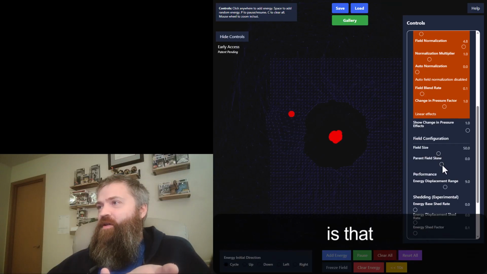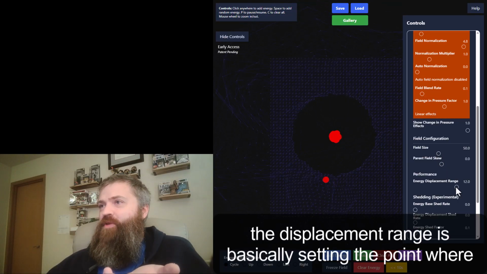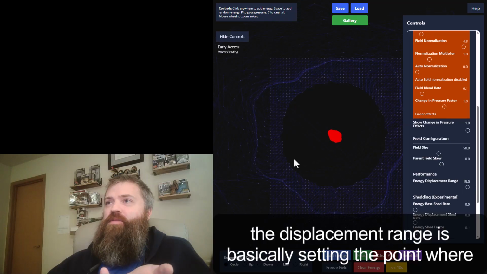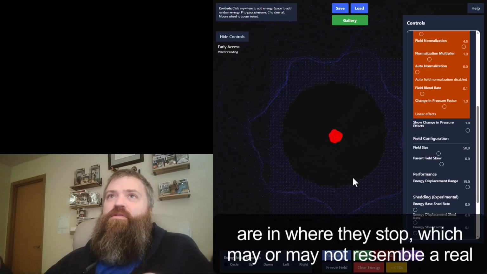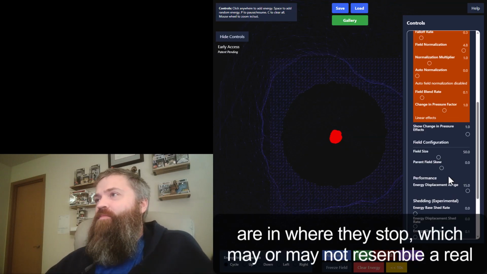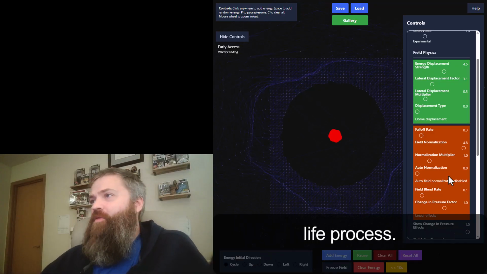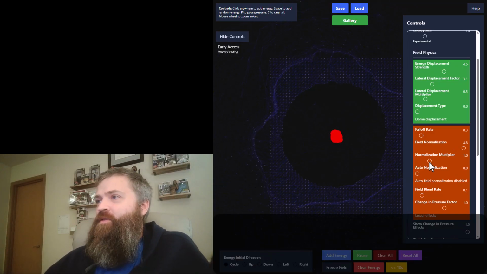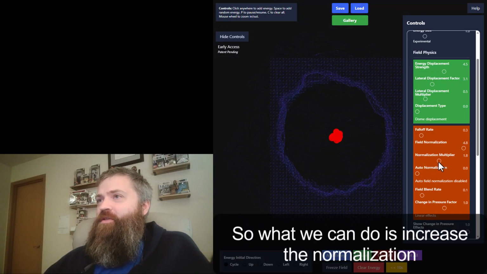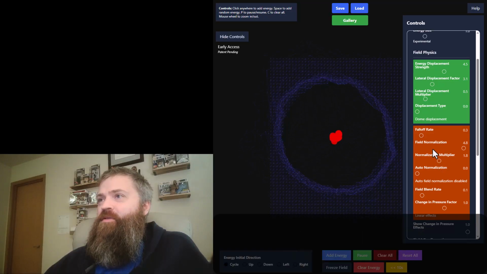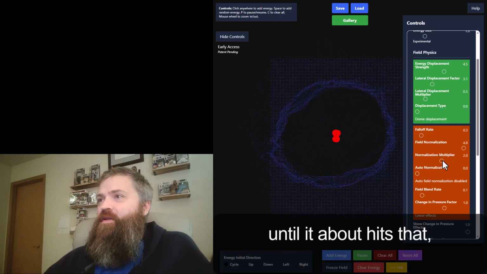which is that the displacement range is basically setting the point where things are and where they stop, which may or may not resemble a real life process. So what we can do is increase the normalization until it about hits that.